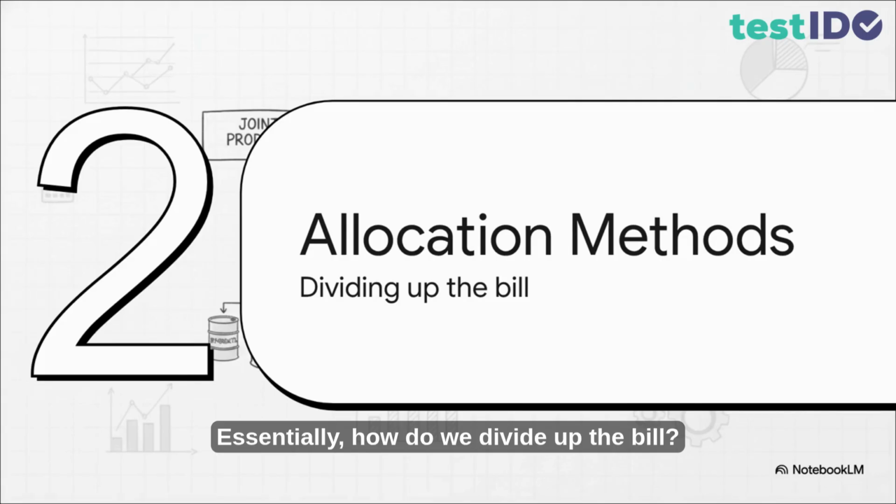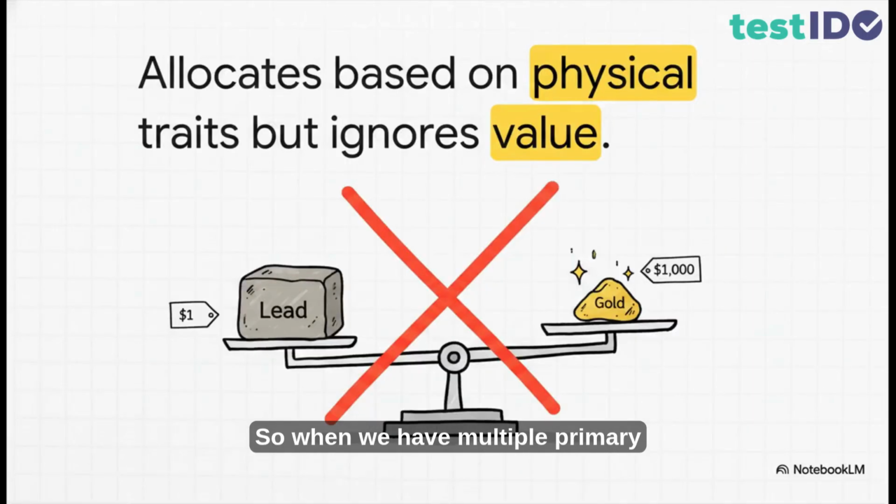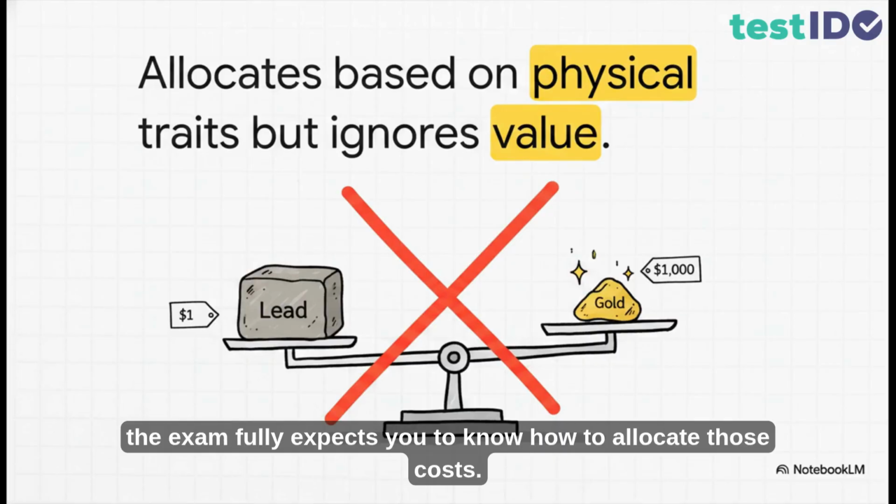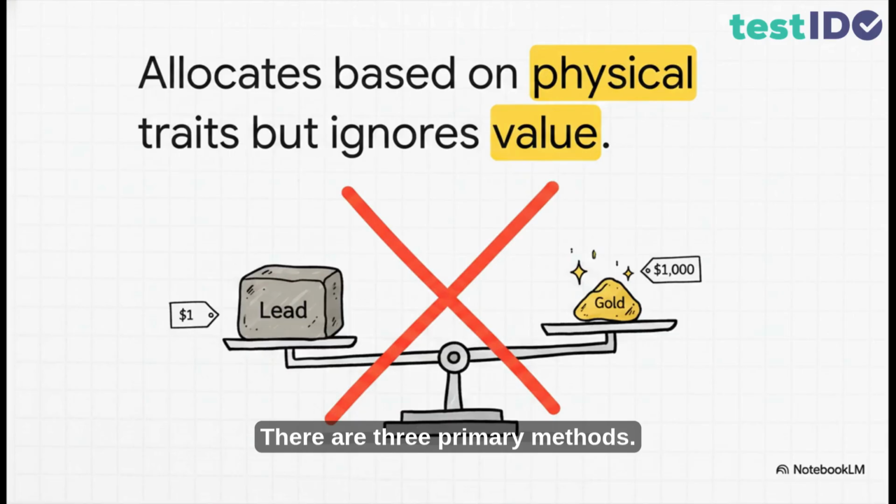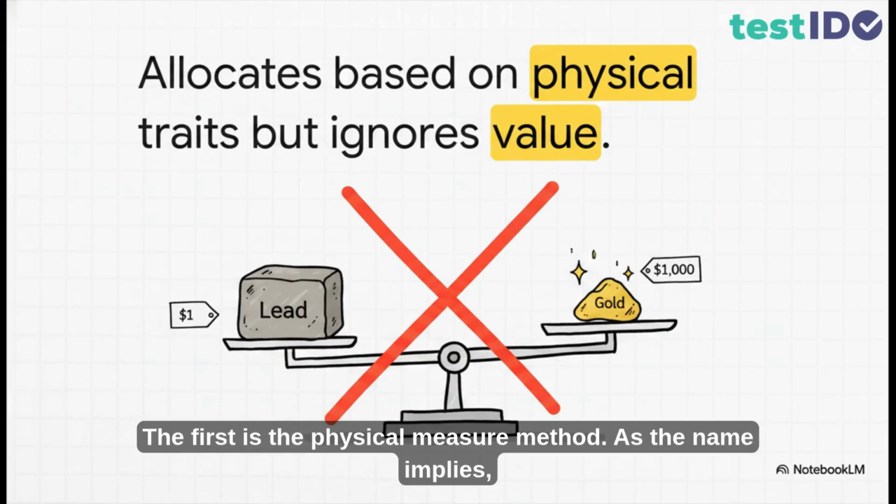Essentially, how do we divide up the bill? So when we have multiple primary products coming out of a joint process, the exam fully expects you to know how to allocate those costs. There are 3 primary methods. The first is the physical measure method.